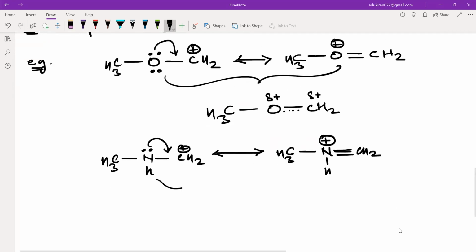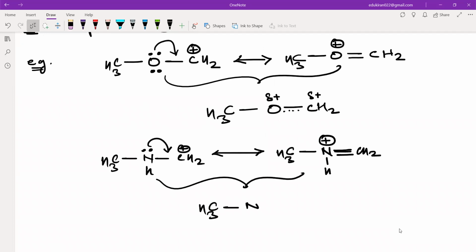Now, for this too, the resonance hybrid will be CH3, single bond nitrogen, single bond CH2. This nitrogen will get a delta positive. This will get a delta positive. Here you will get a partial double bond character. The hydrogen will be as it is.